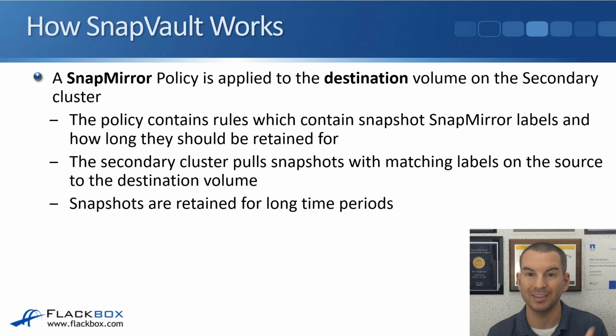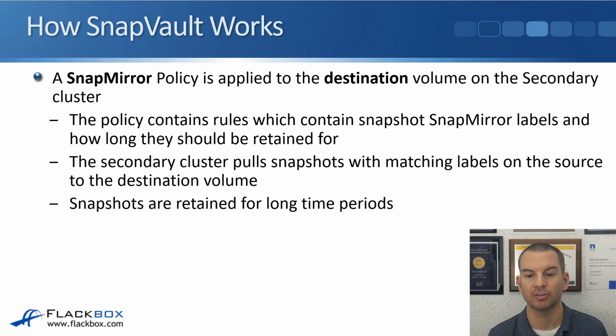On the destination side, on the SnapVault system, we're going to have a SnapMirror policy. That is applied to the destination volume on the secondary SnapVault cluster. The policy contains rules which contain snapshot mirror labels and how long they should be retained for. So using that same example again, it would be looking for the labels of daily and weekly, and it would specify to keep the dailies for 30 days and the weeklies for 52 weeks.